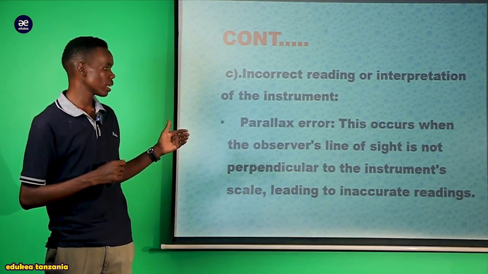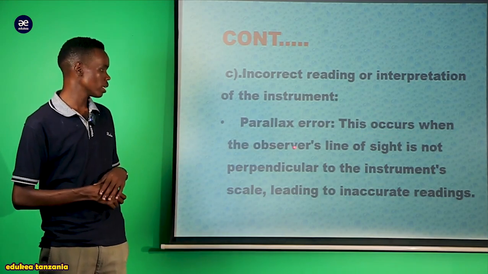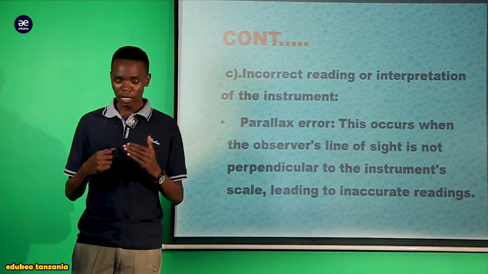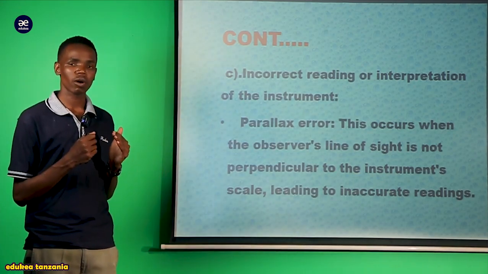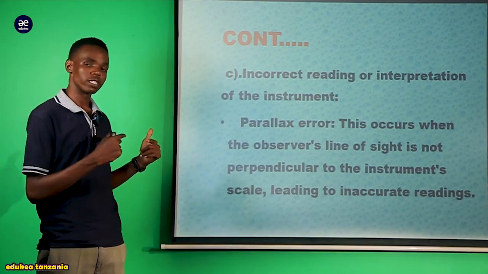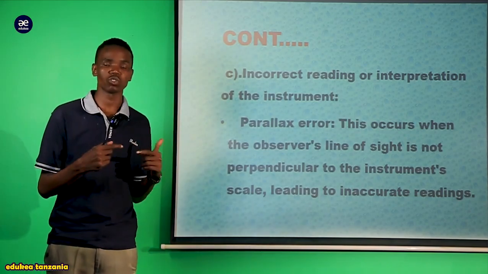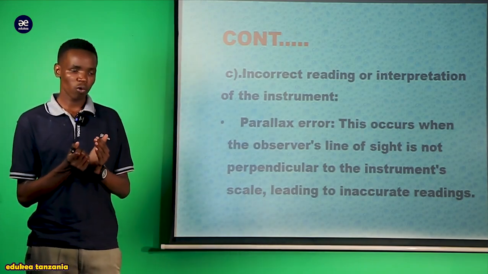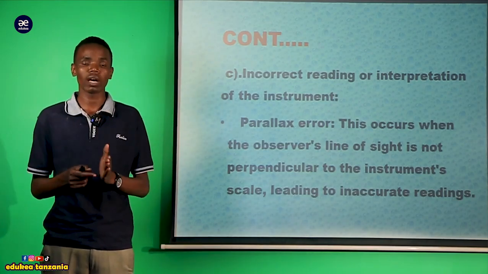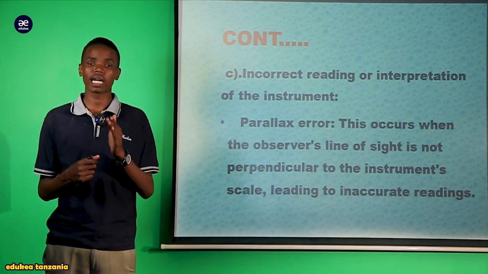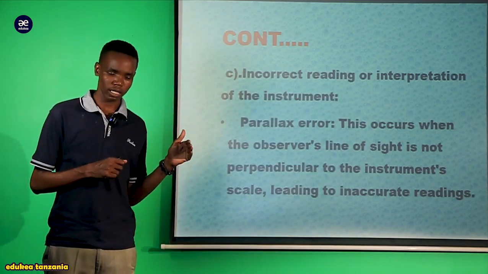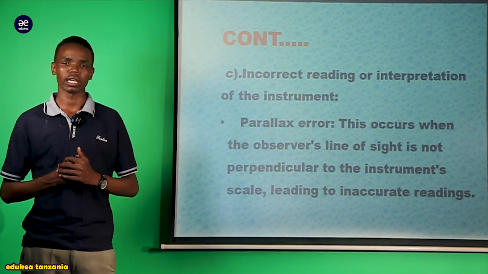So on the parallax error, as you can see here, this occurs when the observer's line of sight is not perpendicular to the instrument. When we obtain these values or the data on an instrument, we are supposed to stand perpendicular with the line of the instrument. Huwezi ukasoma data zako uko parallel na ile instrument yako. Isa unalula alafu ukasimama parallel. Huwezi ukasoma clearly values. It means you will get the errors, which are called the systematic errors.